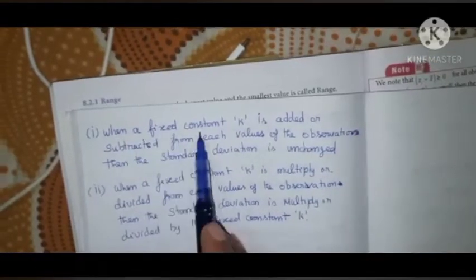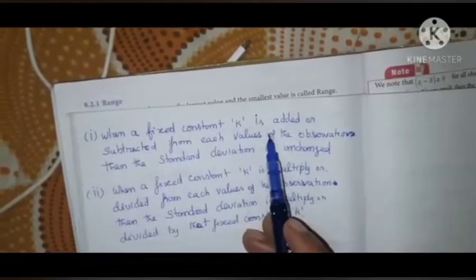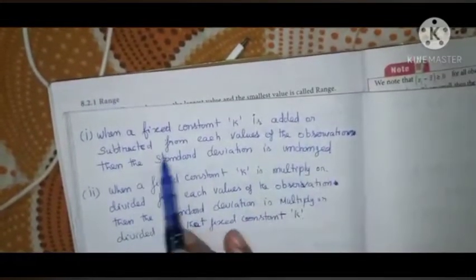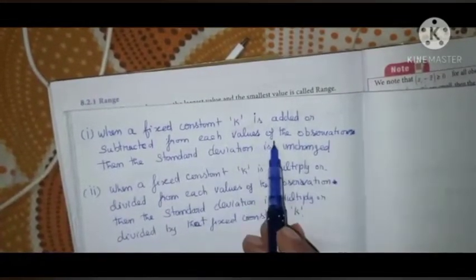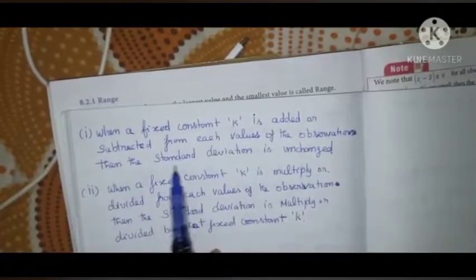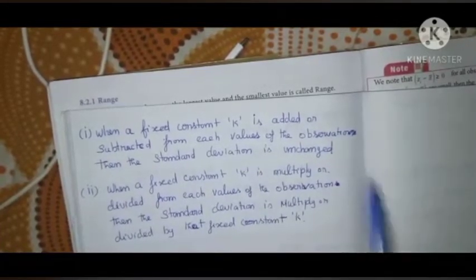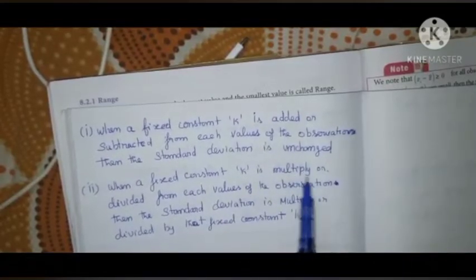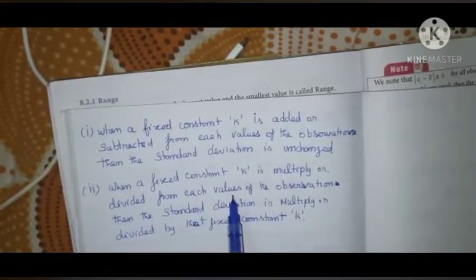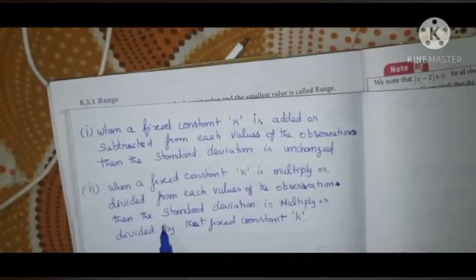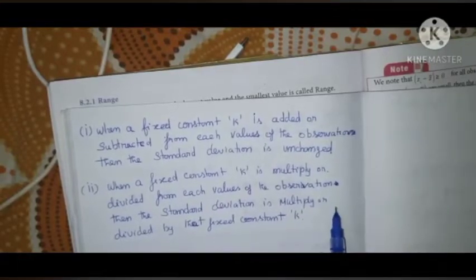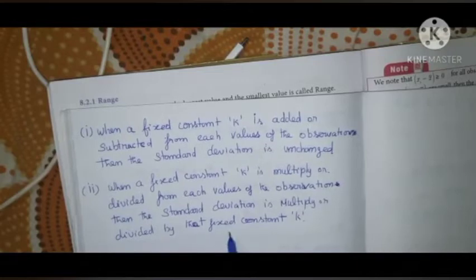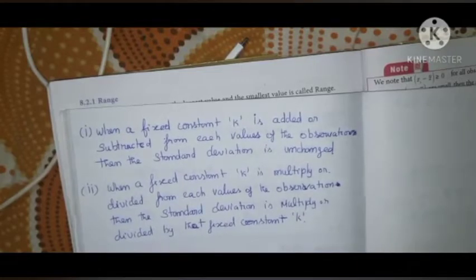When a fixed constant k is added or subtracted from each value of the observation, then the standard deviation is unchanged. When a fixed constant k is multiplied or divided from each value of the observation, then the standard deviation is multiplied or divided by that fixed constant k.